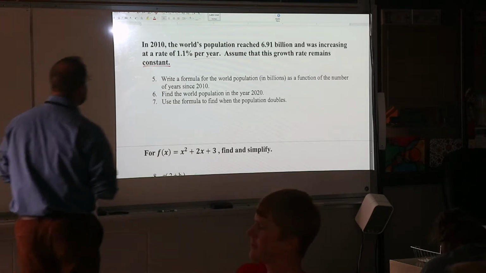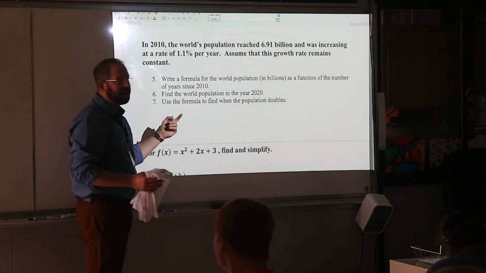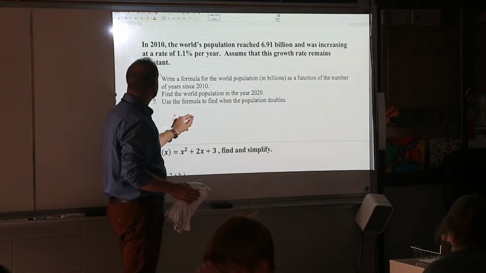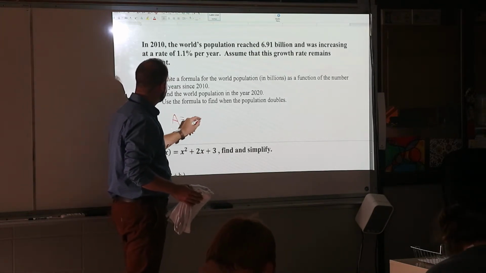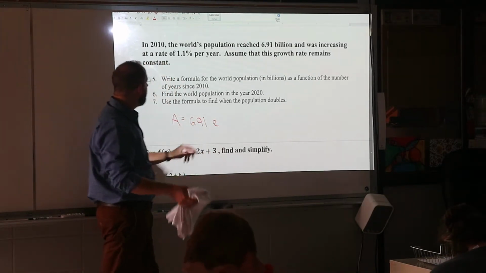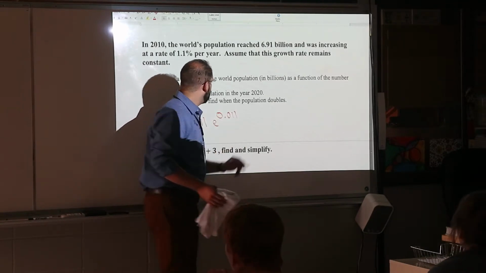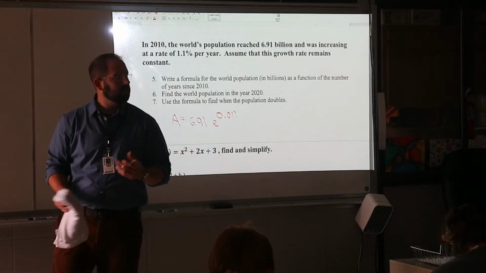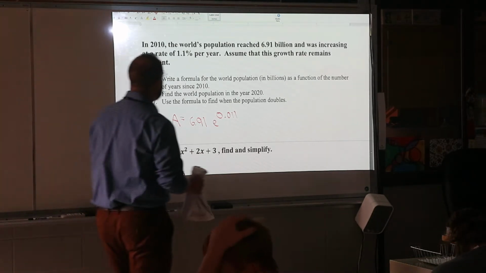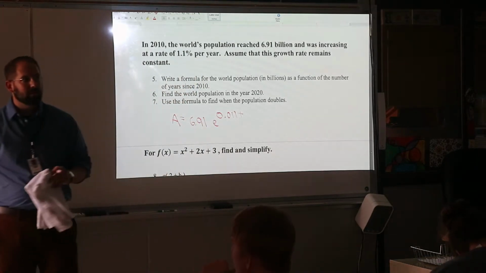And so the idea is that I'm going to set up my formula for number 5. The amount you're trying to get to is equal to the initial population times E to the rate that you're growing by. I'm growing by 1.1%. That's 0.011, because you have to move the decimal over 2 spots. And then you have a T after it. That's your growth.